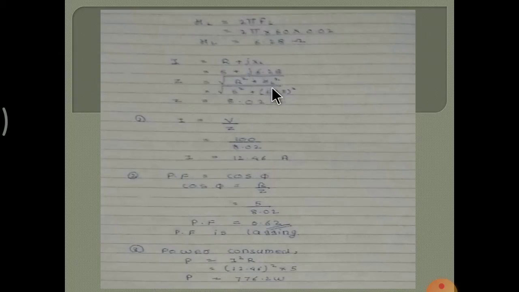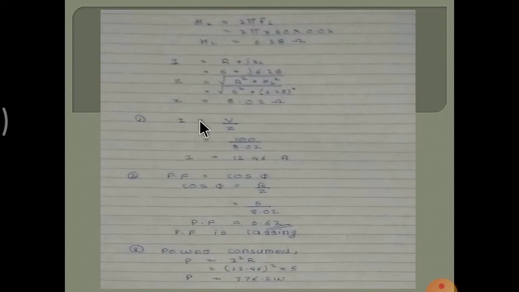What is the value of this? We get Z is equal to under root 5 square plus 6.28 square. Then we get the value Z is equal to 8.02. So the value of Z is 8.02 ohm.